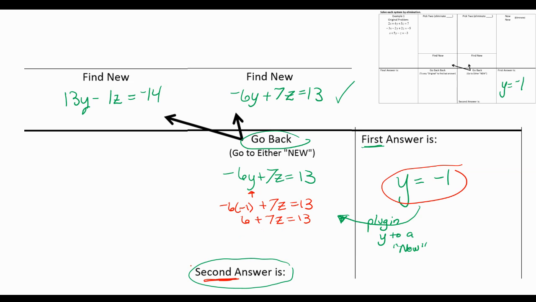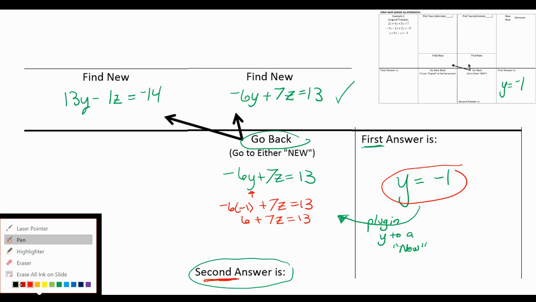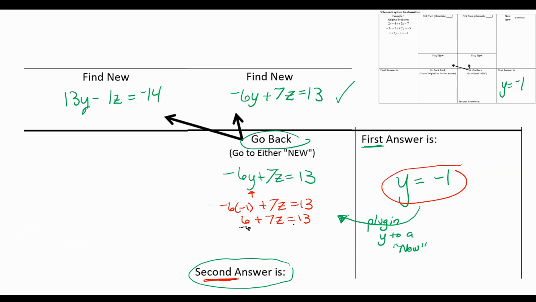And now to solve, I need to move that 6 over. So I need to subtract 6 from both sides, right? So 7z equals 13 minus 6, which is 7. And so if you divide that through, you should already know z is 1. But anyways, divide it through. So z is equal to 1. So we got our second answer.